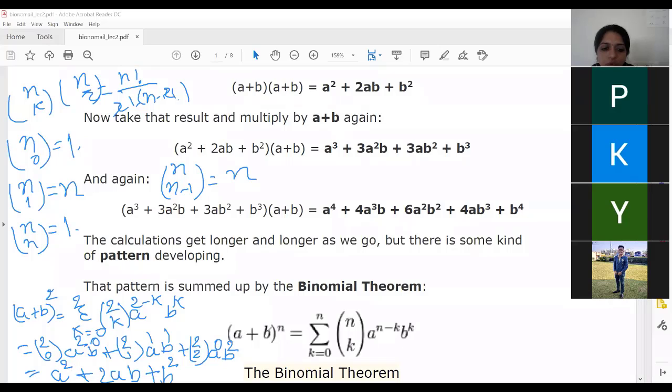This is the formula. You can also check this with the help of the binomial theorem. For a plus b whole raised to 3, you get this one. For a plus b whole raised to 4, you get this one. Right?